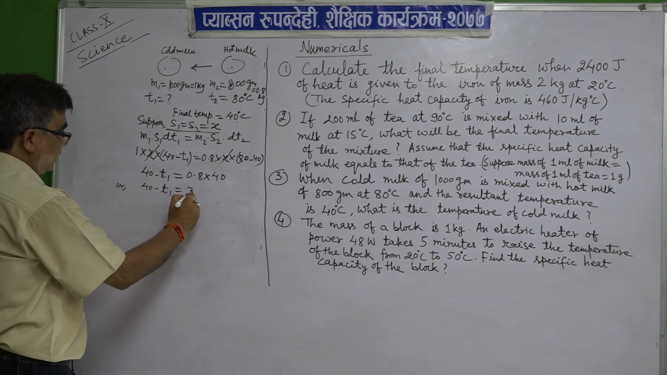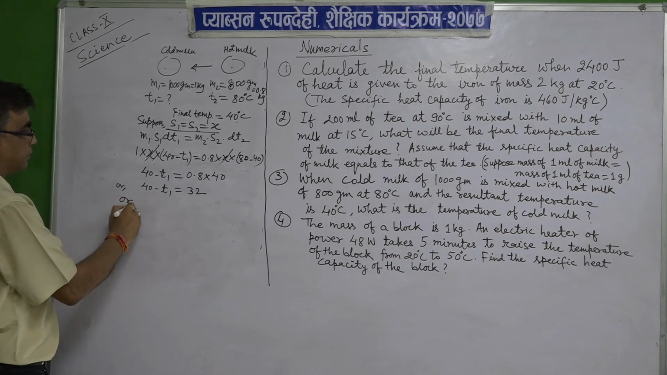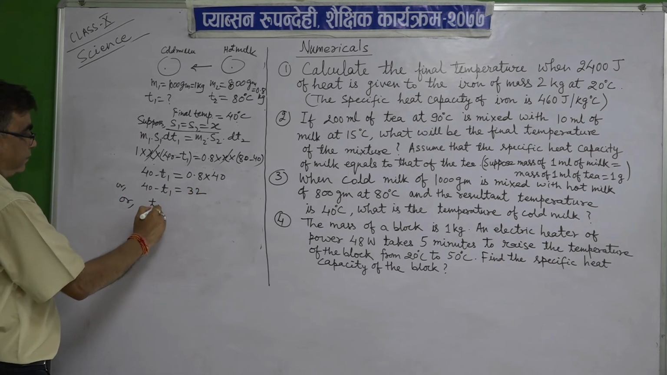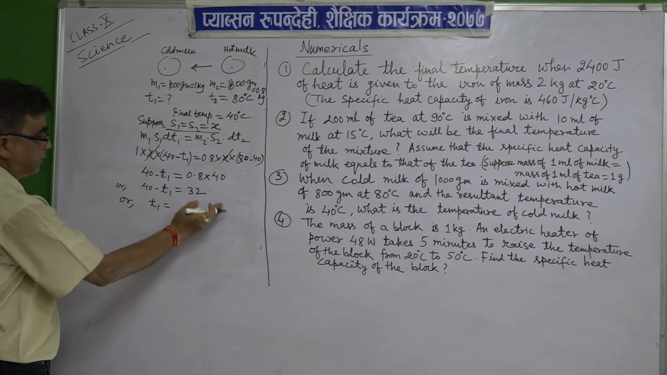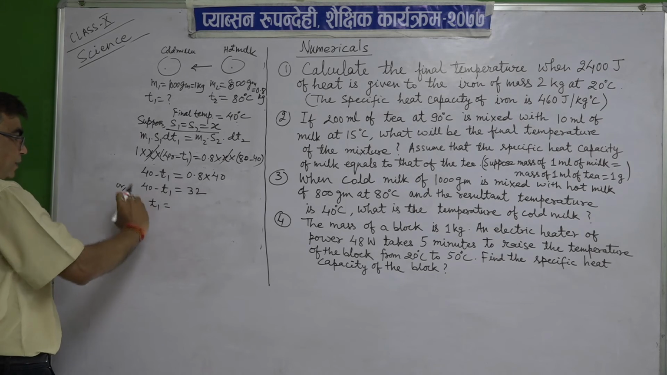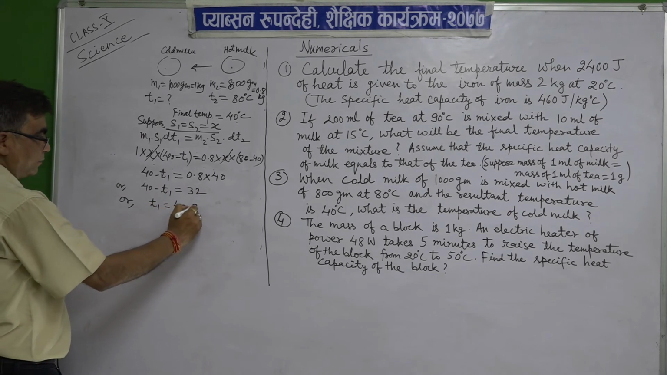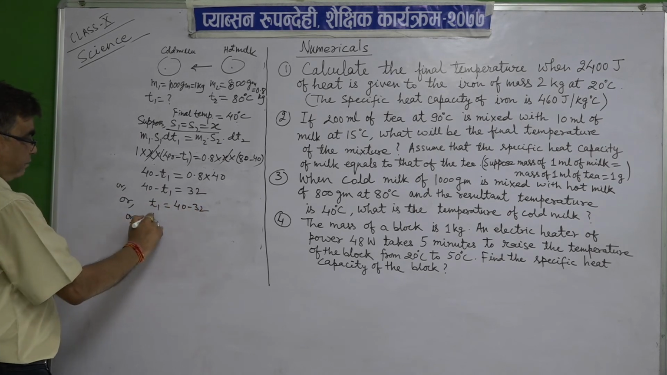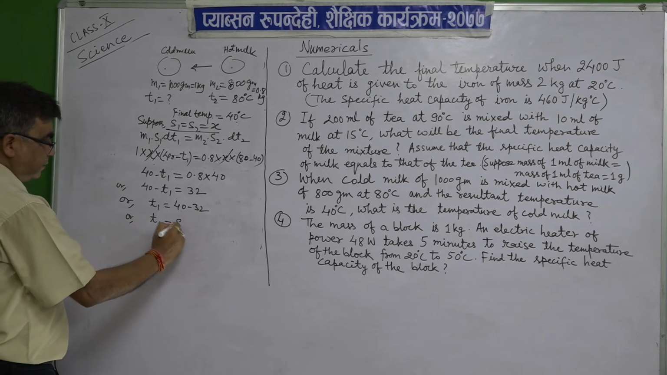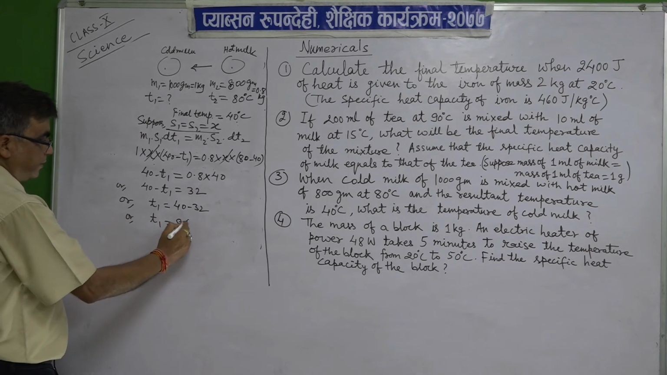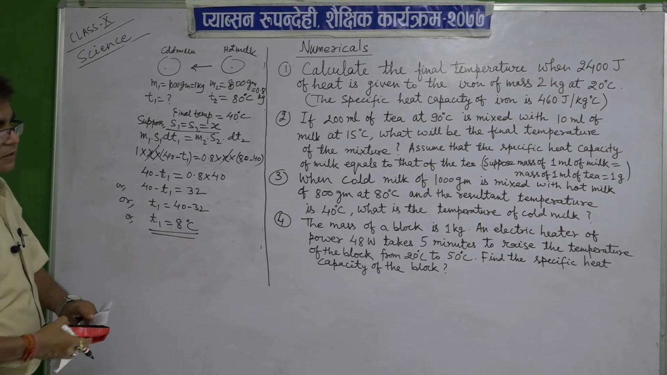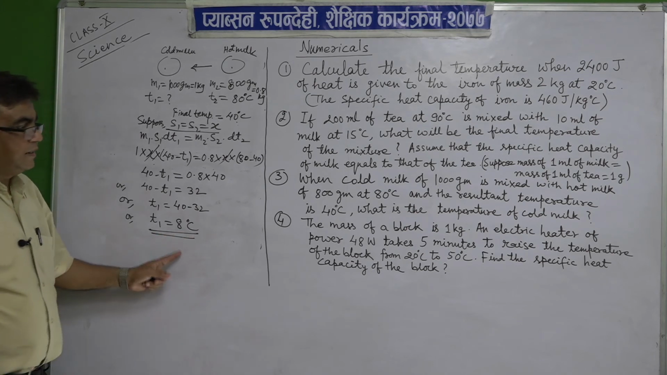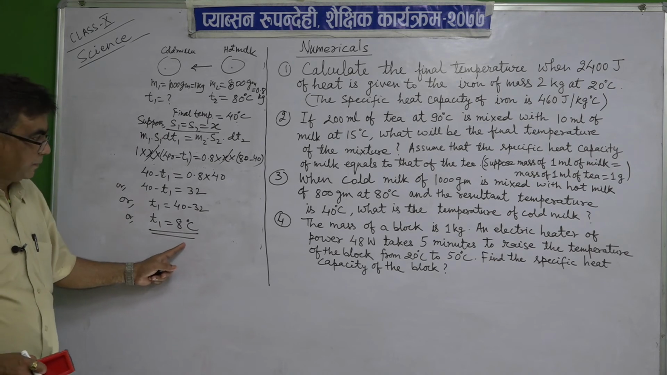So 40 minus T1 equals, if you multiply, 32. Or T1 equals, you take this side, minus T1 will go to that side, 32 you bring to this side, 40 minus 32, or T1 equals 40 minus 32, which is 8. This is the temperature in degrees centigrade. So initially the temperature of cold milk was 8 degrees centigrade. Okay? Clear?